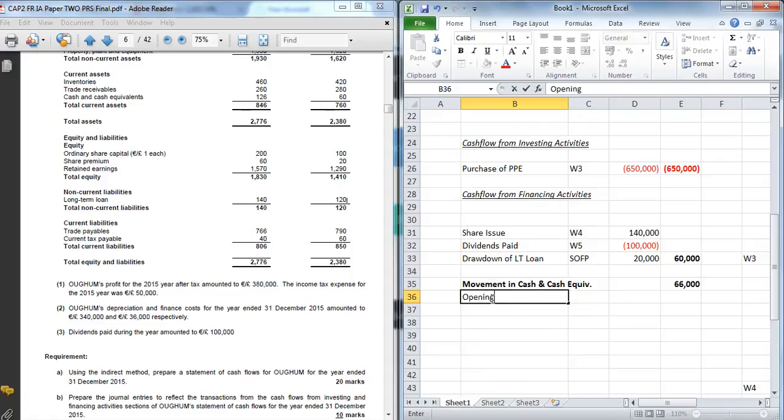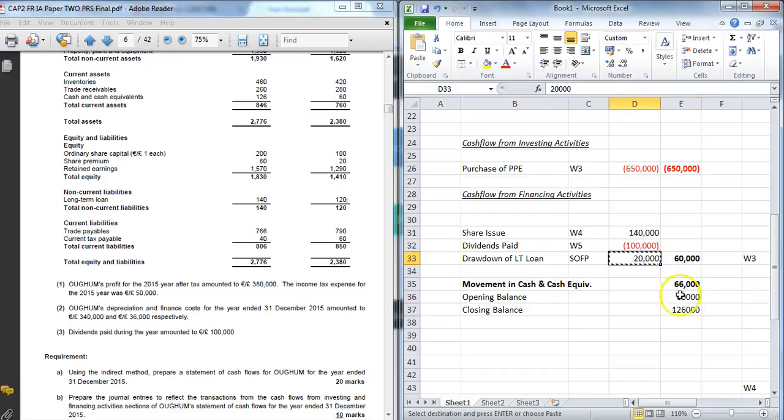And typically to finish off, you put in the opening balance and you put in the closing balance. That's typically what's shown in the statement of cash flows. That is 60, so 60,000, and then that is 126.